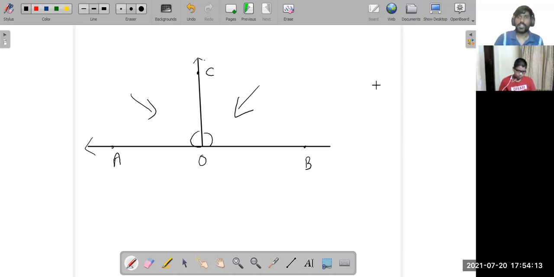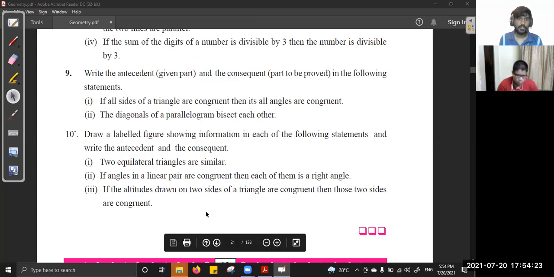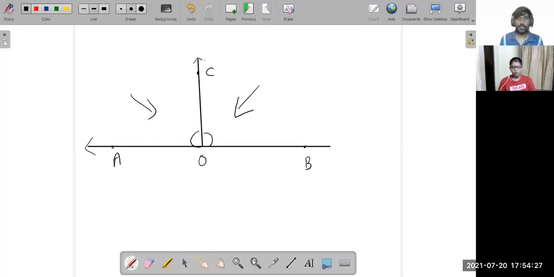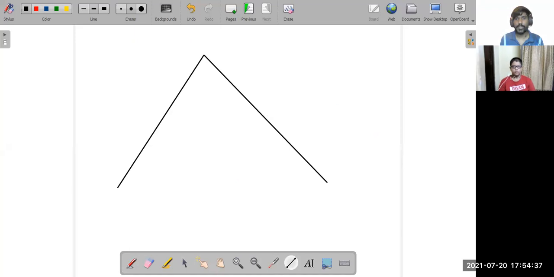And what is the last one? Altitudes of two sides of a triangle are congruent, then those two sides are congruent. If you draw a triangle, what is an altitude? Altitude is nothing but a perpendicular drawn from any vertex to the side.